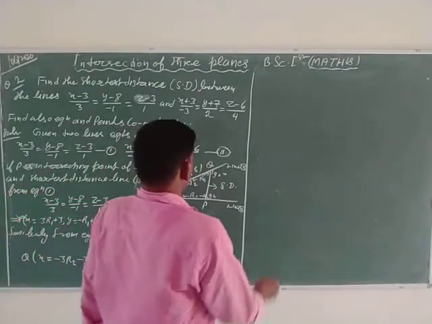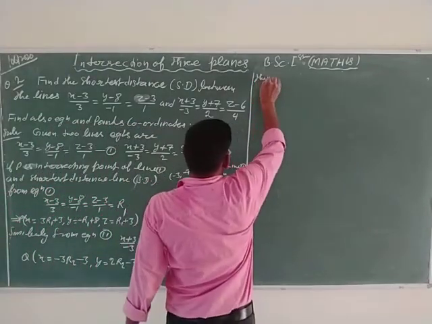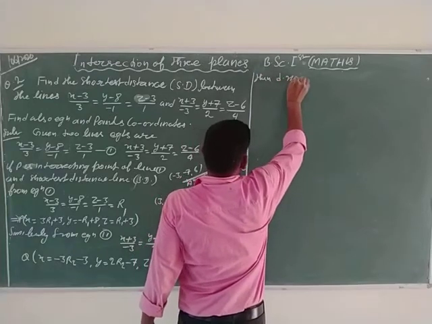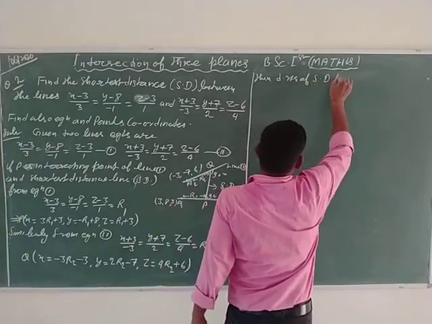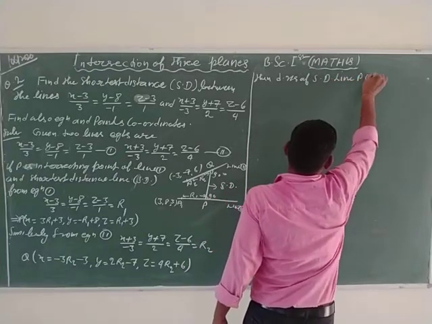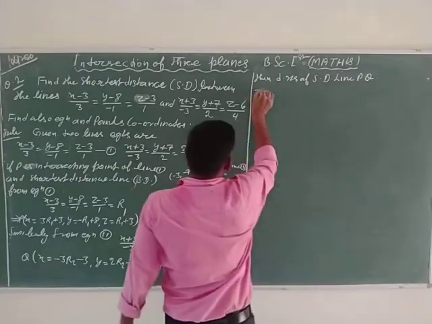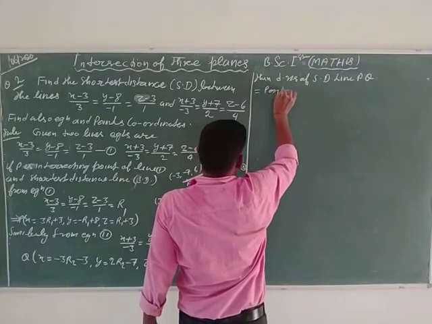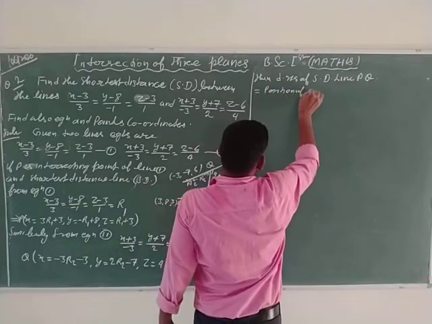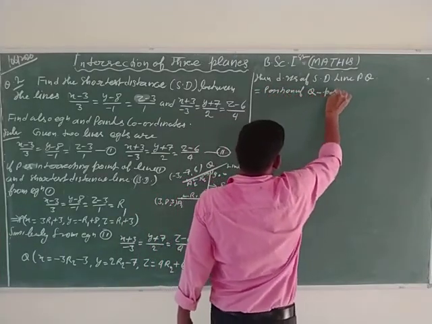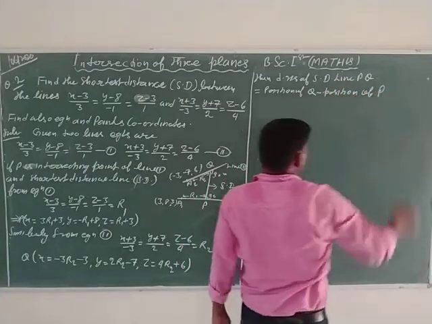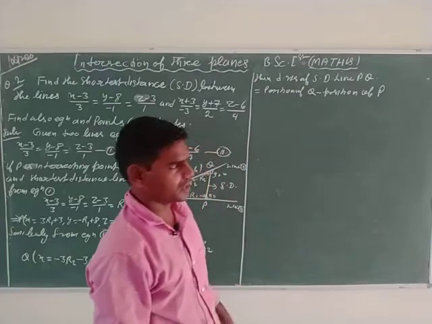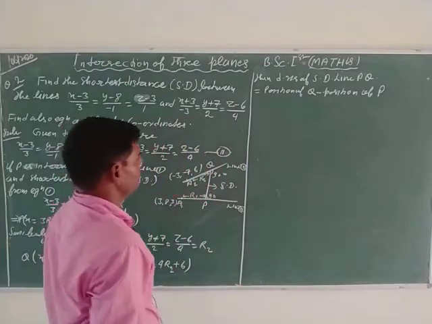Calculate the direction ratios. Then the direction ratios of the SD line PQ are equal to the position of Q minus the position of P. Position means the coordinates of the intersecting points P and Q.